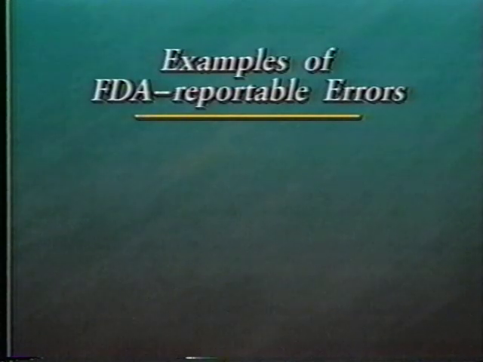It is important to note that notification to CBER is necessary if the product has been made available for distribution, whether or not actual shipment has occurred. Although they should still be documented, errors detected and corrected prior to making a product available for distribution do not have to be reported. Let's look at some examples of FDA reportable errors.